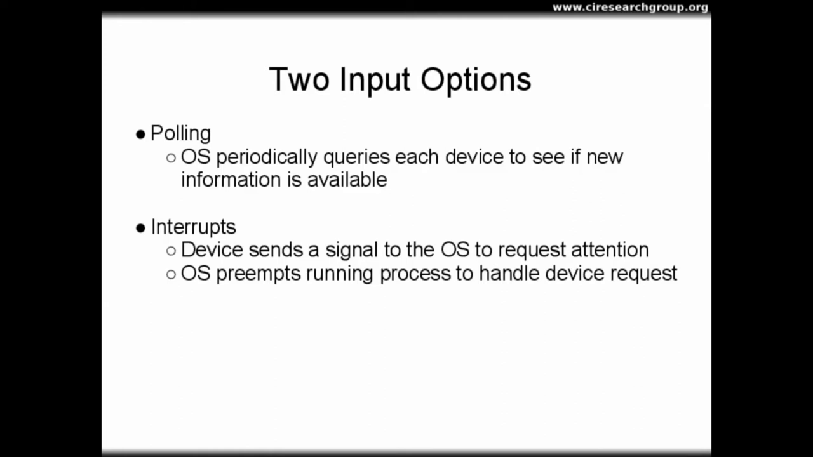First option is that we can poll each device. We can ask each device if it has any new information and retrieve that information. Or we can let the devices send a signal whenever they have information and have the operating system stop whatever it's doing and pick up that information. This is called an interrupt.